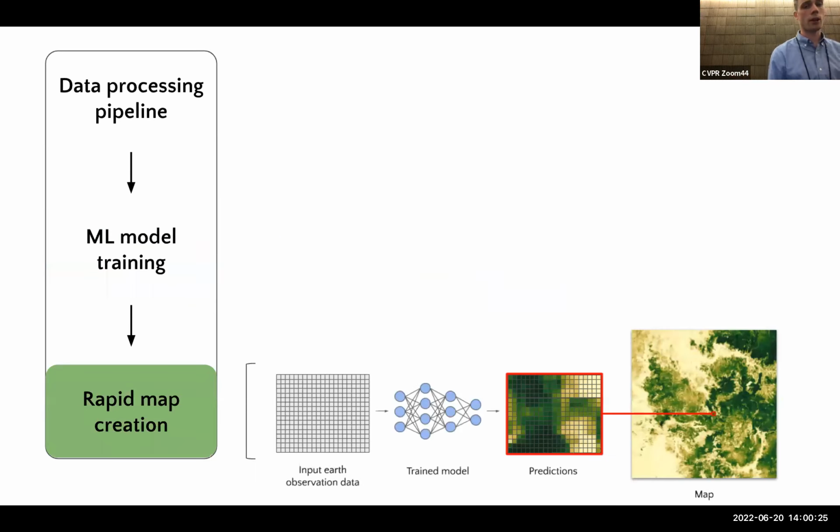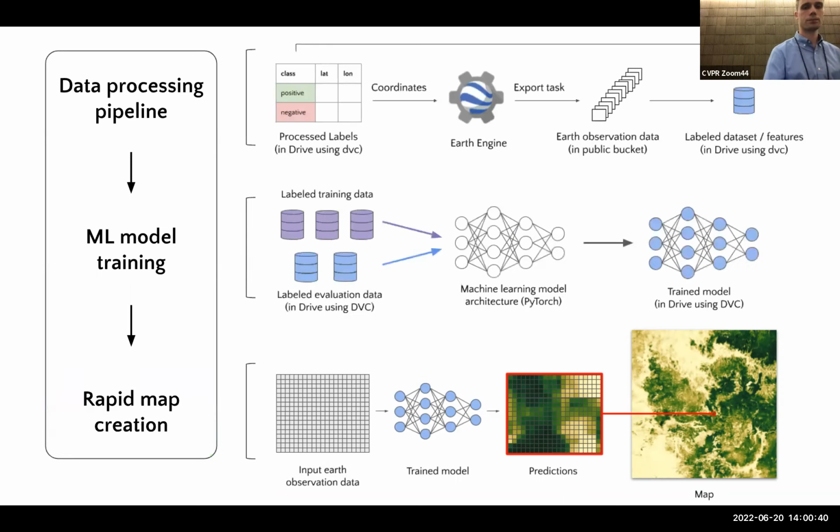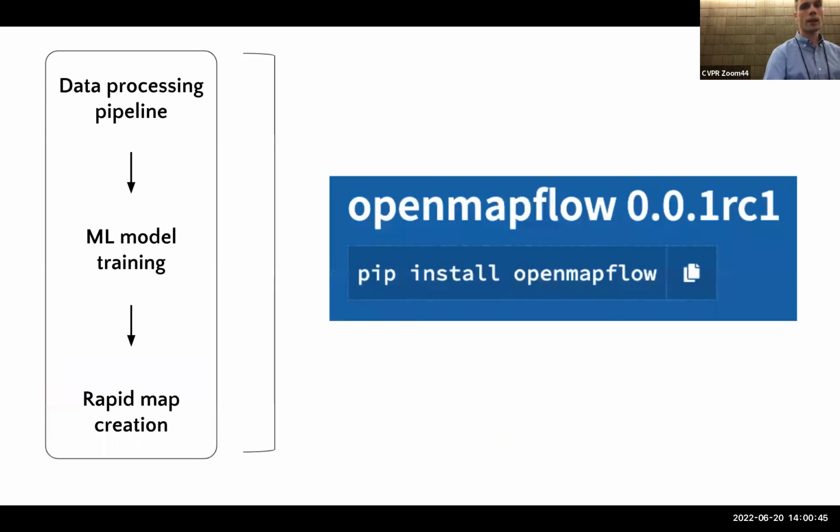And then rapid map creation is the main advantage of the package. We provide code to deploy Google Cloud architecture, which does this kind of scalable inference super fast because everything is parallelized. So this is the entire architecture, and it's available on the Python package index. If you have a Python environment set up, you can run pip install OpenMapFlow, and you'll get this first version of it, and you'll have these three things available.